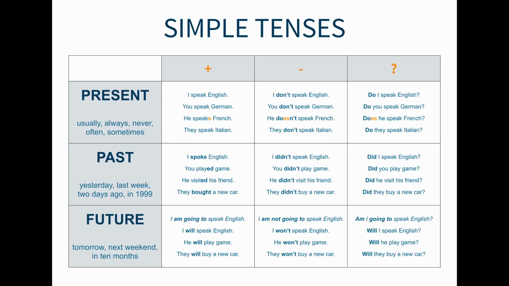Simple tenses. There are 3 simple tenses in English: present, past and future. Here is a short overview of these tenses in positive and negative sentences and in questions.